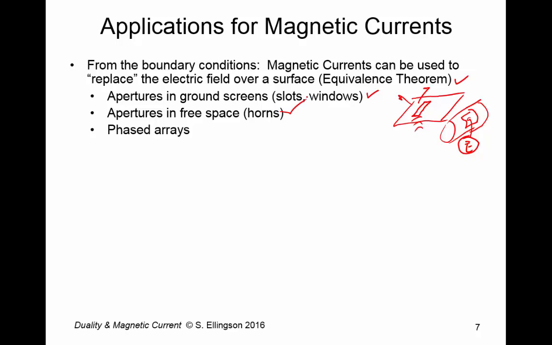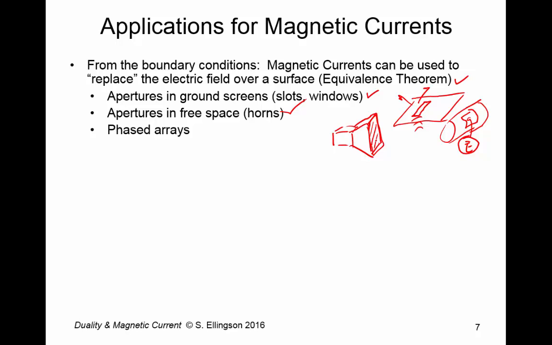Apertures in free space is another application. The big one here that you might imagine is horns. So here's my crude picture of a horn. The horn has some aperture here. It turns out to be relatively simple to at least approximately estimate the electric field over this surface at the opening of the horn. And then we can play the same trick.